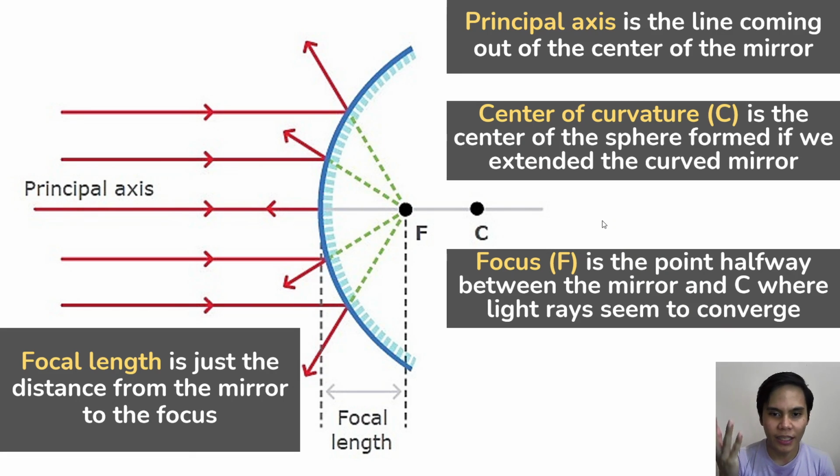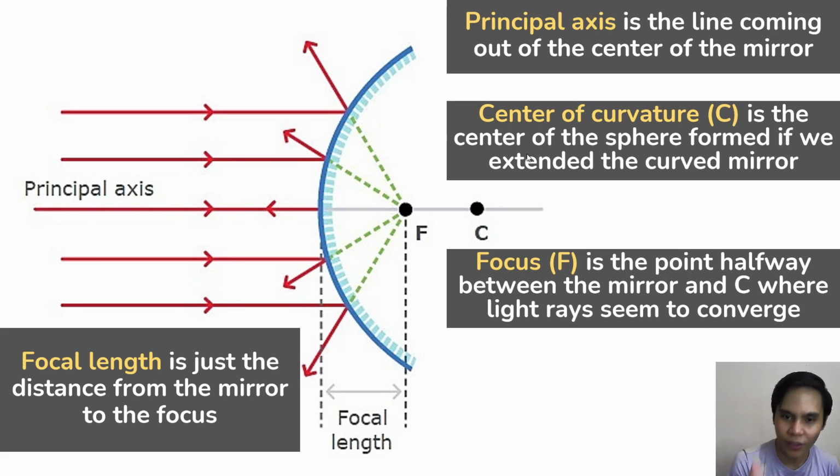So we have basically the P, C, and the F. So when we say the P, or the principal axis, it's just the line coming out of the center of the mirror. So the principal axis is very similar to the normal line. Let's just call it the normal horizontal line, the principal axis. Your C, the center of curvature, would be the center of the sphere. We extended the whole curved mirror. So if we made an entire sphere out of the curved mirror, the center of curvature is just the very center of that sphere.